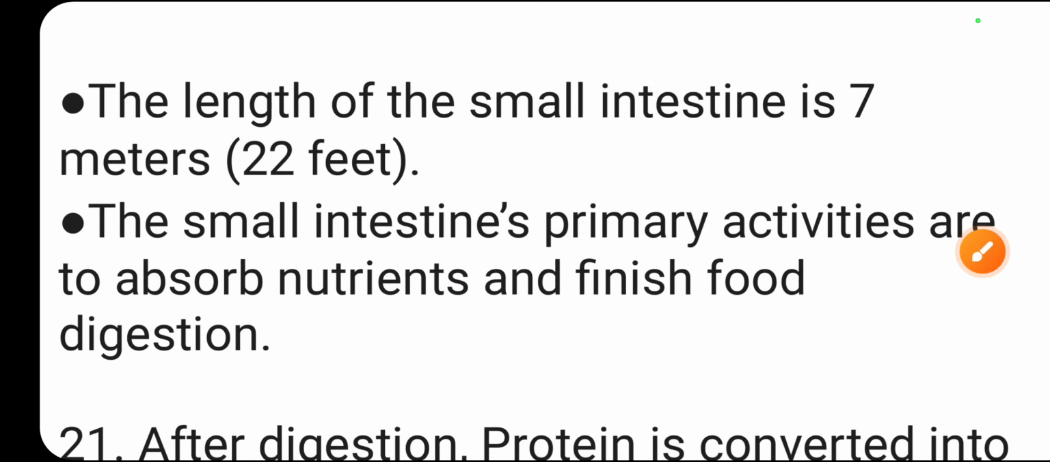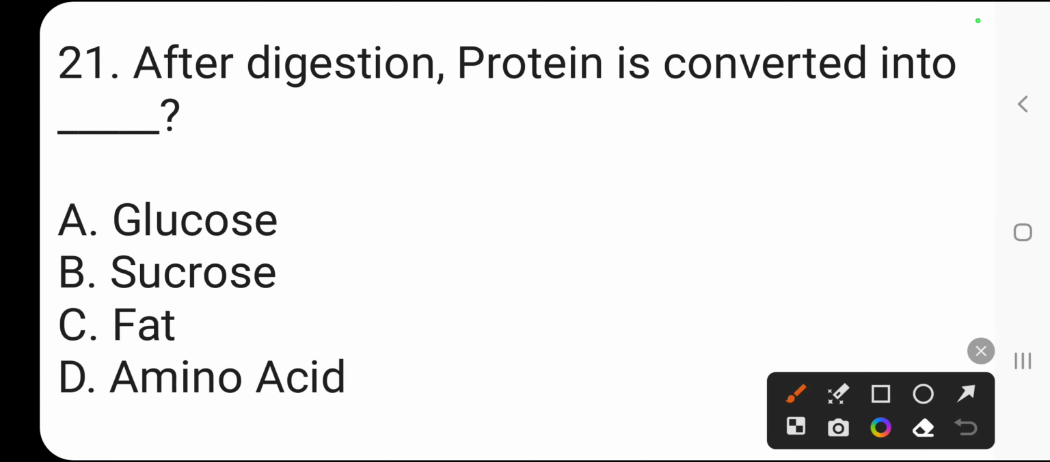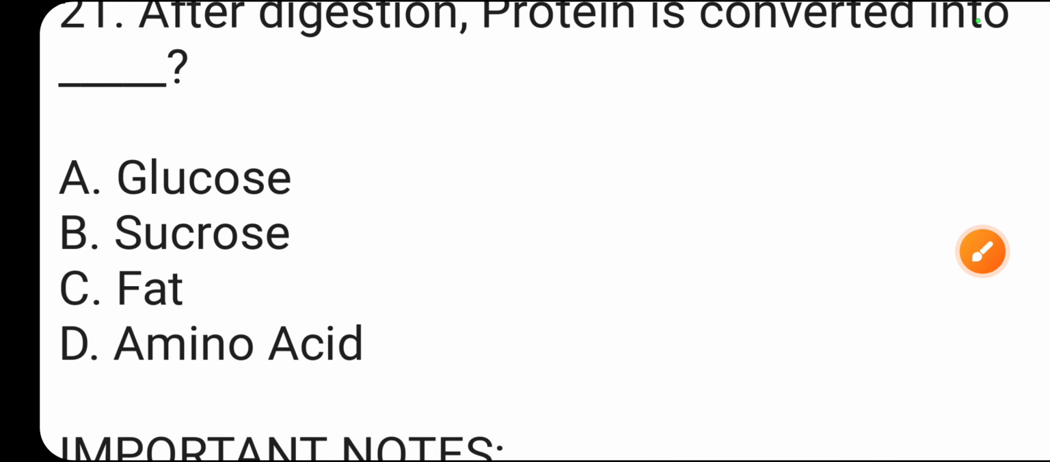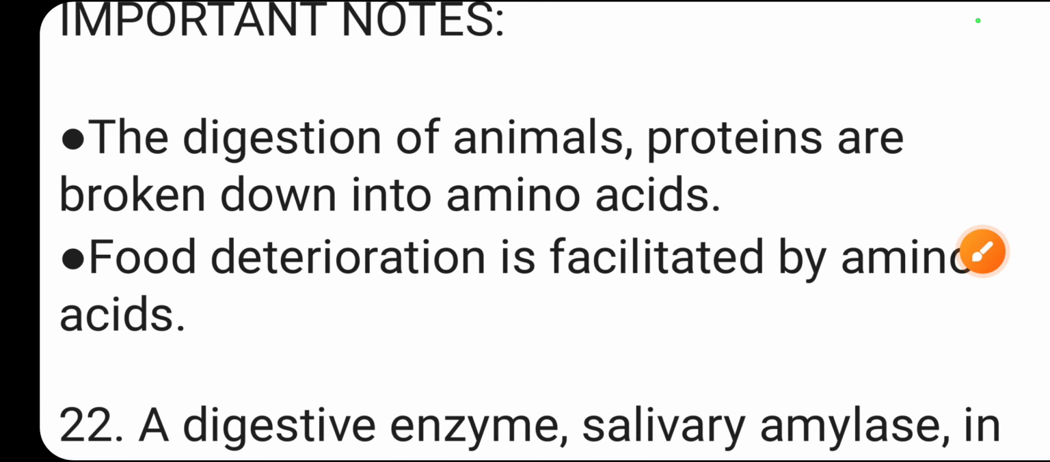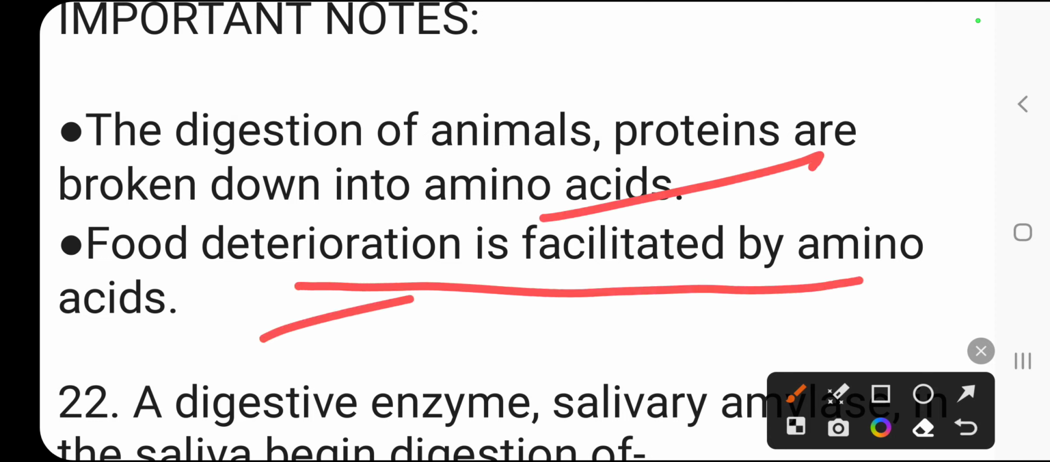Next question. After digestion, proteins are converted into what? Protein is converted into amino acids. Notes say that proteins are broken down into amino acids, and food deterioration is facilitated by the amino acids.